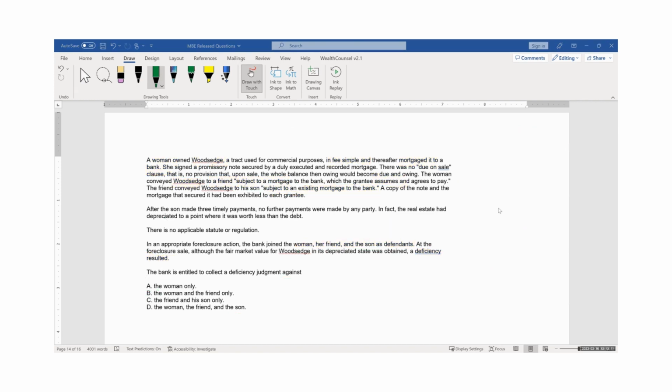Now we will go through this question. First, reading the call of the question, then going through the answer choices, then going back up to the top to read the fact pattern, then answer choices, or then the call of the question, then the answer choices. The call of the question is, the bank is entitled to collect a deficiency judgment against. So now, when you look at this, the bank, deficiency judgment, this is a hint that it's a property question.